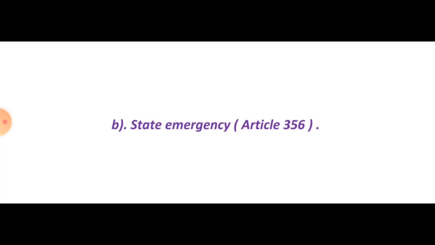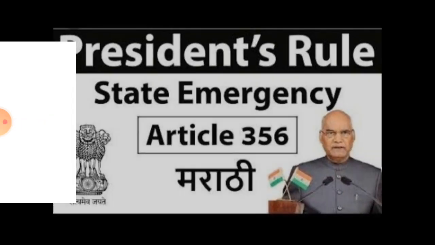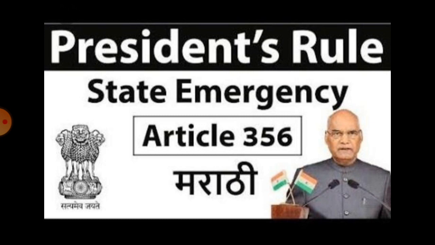Under Article 356, the President can declare an emergency in a state, if the governor reports that a situation has arisen under which the government of a state cannot be carried on in accordance with the provisions of the Constitution.